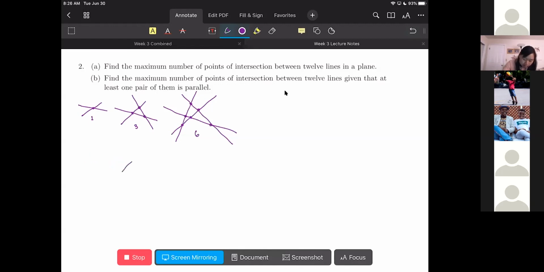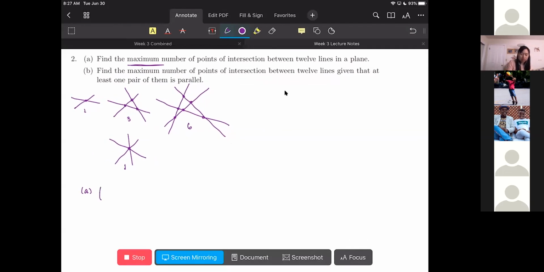So if there's 3 lines and they all intersect at one point, then that's not going to give us the maximum number. Then this will only have 1 point of intersection. And so we get the maximum when every line intersects every other line once. And so you're close when you said we need to do 12 choose 2. Basically, if we do 12 choose 2, then we'll get the number of pairs of lines. And then we know that for every pair of lines, we have 1 point of intersection. So actually 12 choose 2 will just give you the maximum number of points of intersection.